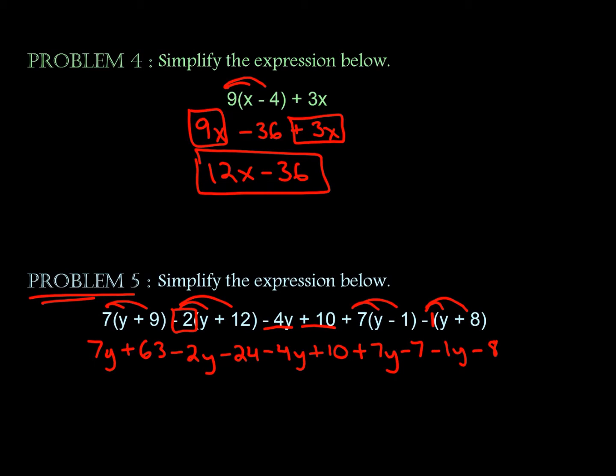My second step is just to combine the like terms together. So all of the terms that have a y in them, I'm going to underline. That's a 7y, a negative 2y, a negative 4y, a 7y, and a negative 1y. I'm going to add all of those together. So essentially I'm going to have 7 plus negative 2 plus negative 4 plus 7 plus negative 1.